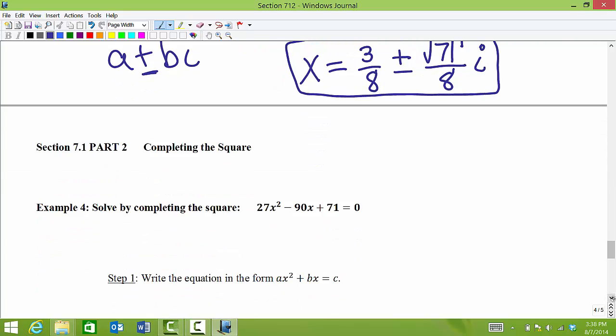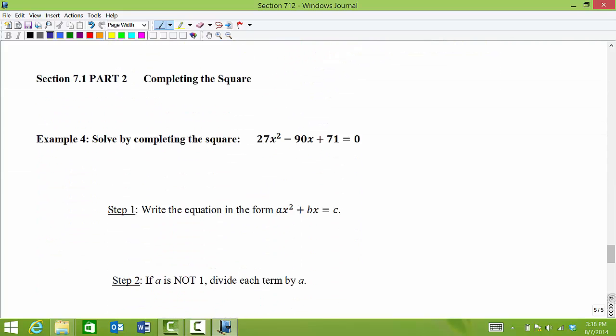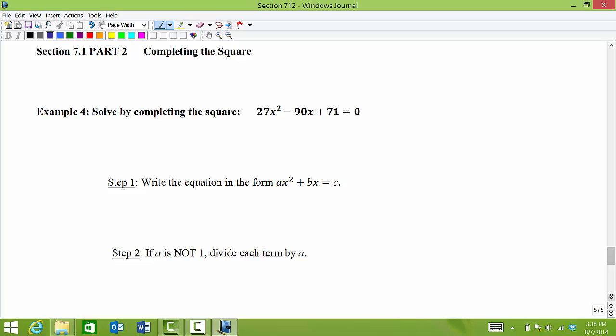This one has large numbers, but we don't have to worry about the large numbers. We will do it exactly the same way as we did the last one. First thing we always want to do when we are completing the square is to move over the constant term to the other side. We will subtract 71.